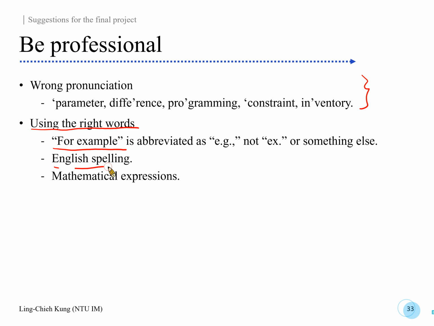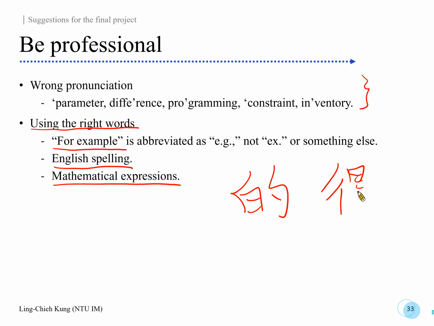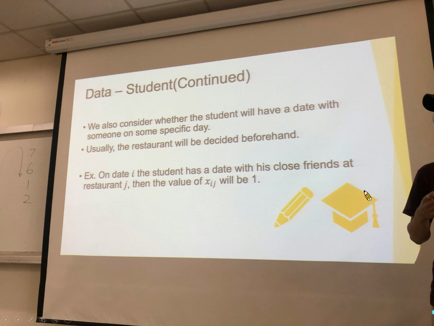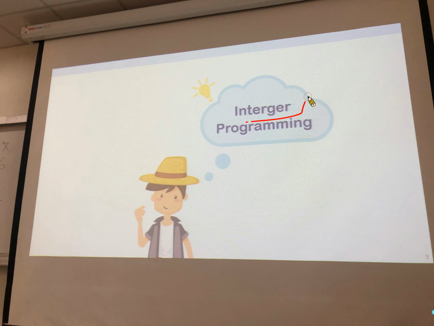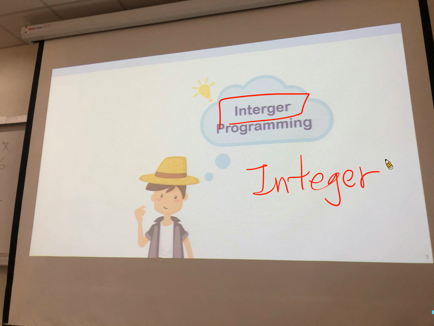Be aware of your English spelling, be aware of your mathematical expressions, or maybe you want to be aware of the punctuation if you are using Chinese to do the presentations, okay? Be professional. Okay, here is one example, EX, don't do that. There's no space here, don't do that, all right? This is integer programming. Integer programming.